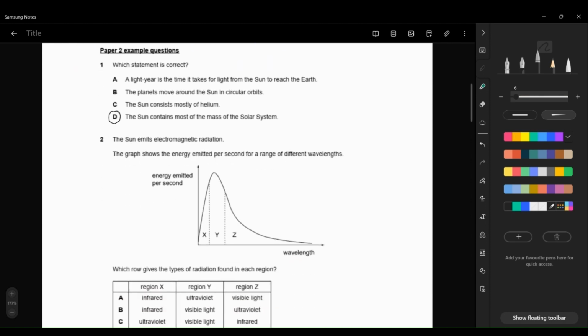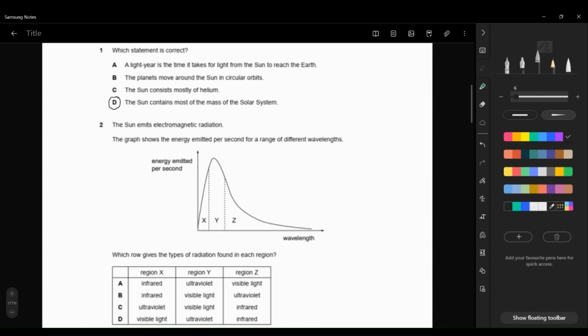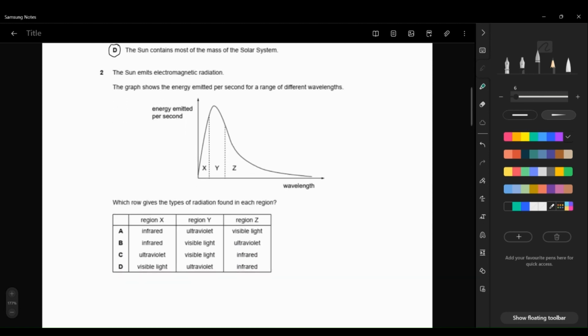The sun emits electromagnetic radiation. The graph shows the energy emitted per second for a range of different wavelengths. So you have a graph in which on the y-axis you have the energy emitted per second, and on the x-axis the wavelength of the radiation emitted. Which row gives the types of radiation found in each region? So you have here region X, Y, and Z. What is happening over here as you go from X to Z? The wavelength is increasing. So this question is not specific to astronomy.